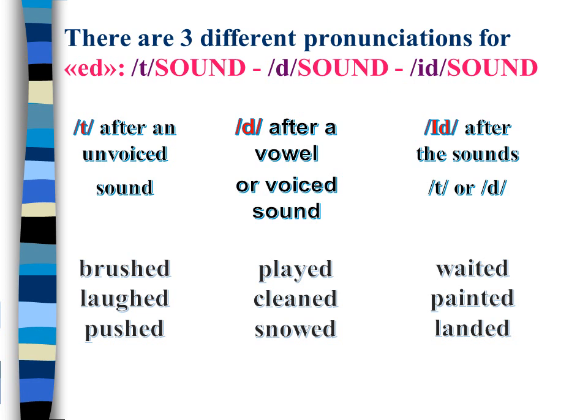Alright? ID sound. ID after the sounds T or D. Waited. Painted. Landed. So whenever I have T and D in the verb, I pronounce ID sound. Alright? So waited. Painted. Landed. It's different from played, cleaned, snowed, or brushed, laughed, pushed. So here, you should make the difference between these 3 different pronunciations in regular verbs.